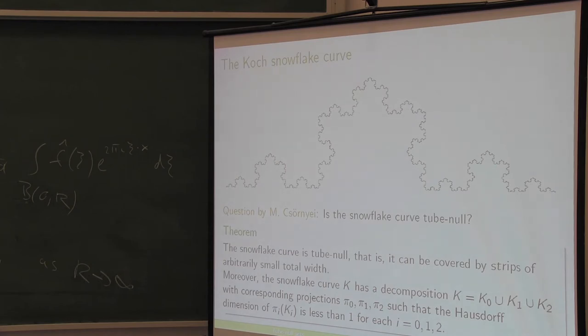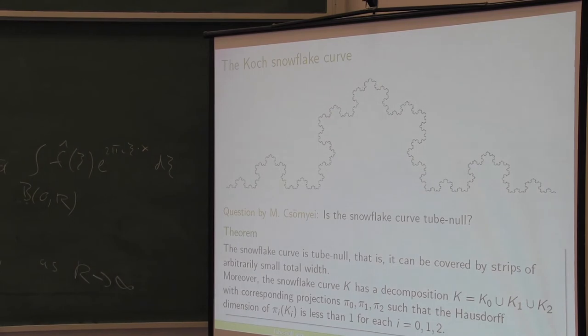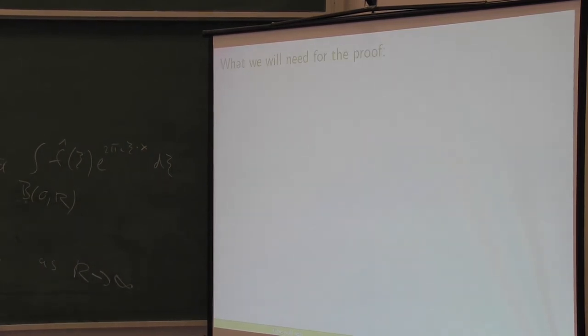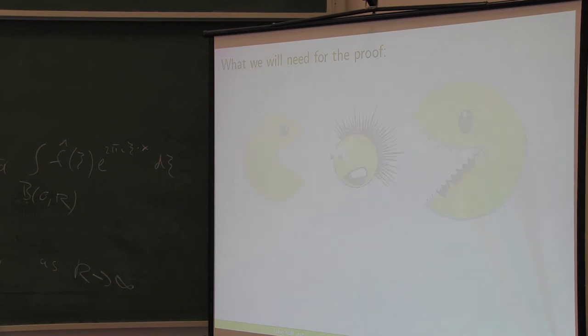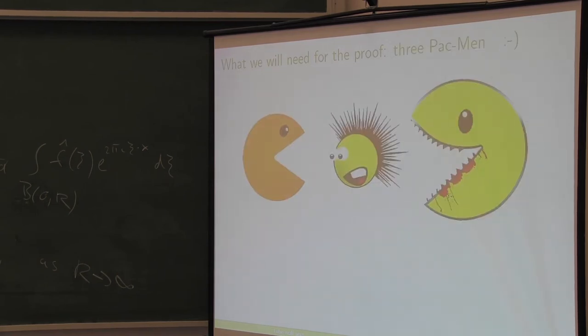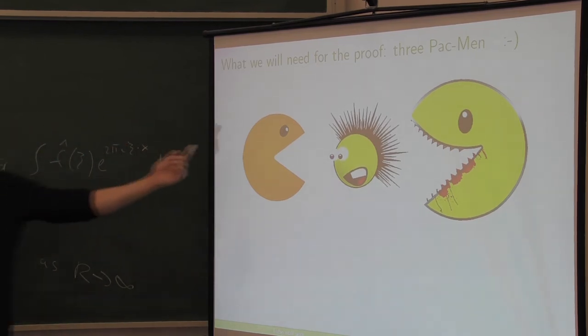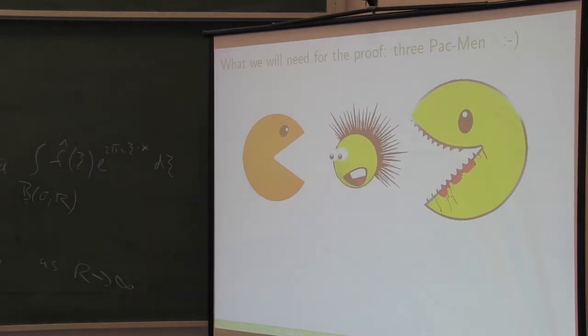So I just want to try to quickly explain the proof, and the proof will actually use some funny guys, these three Pac-Men. These are one-dimensional Pac-Men, so we will put them on a line, a sequence of Pac-Men. In each position there will be one of these three guys. We're talking about Z, discrete, right? Yeah. So we will have a sequence of Pac-Men of length N.